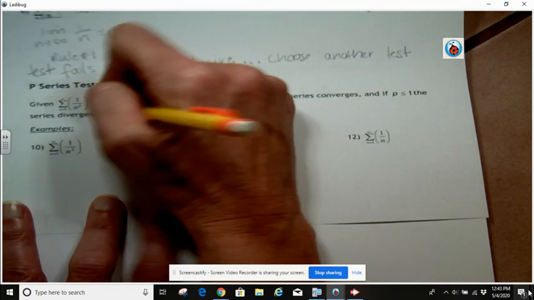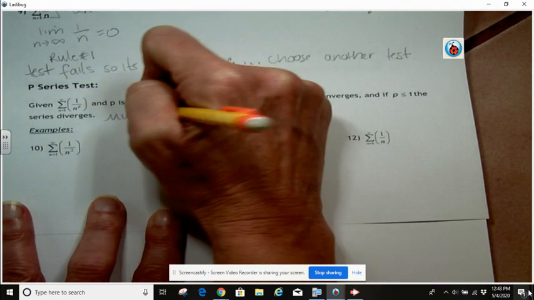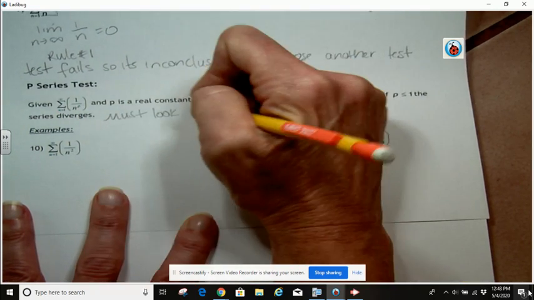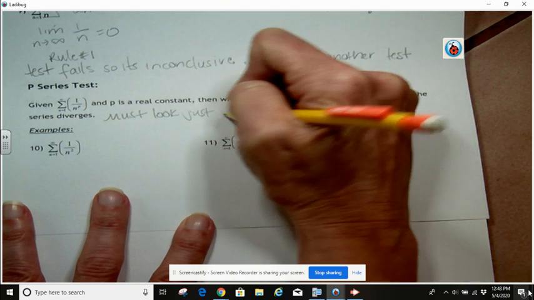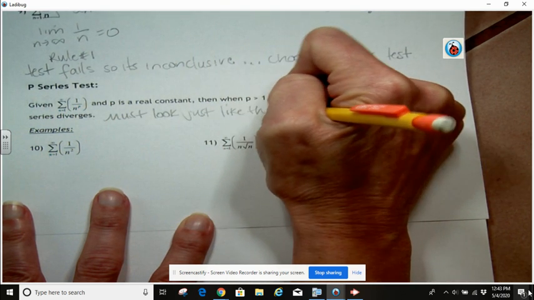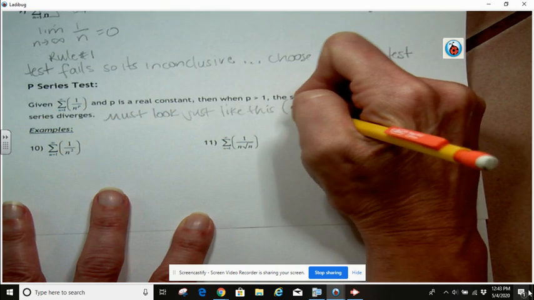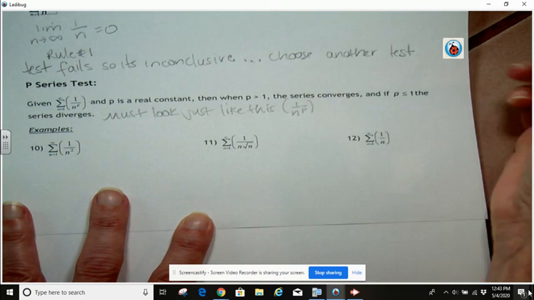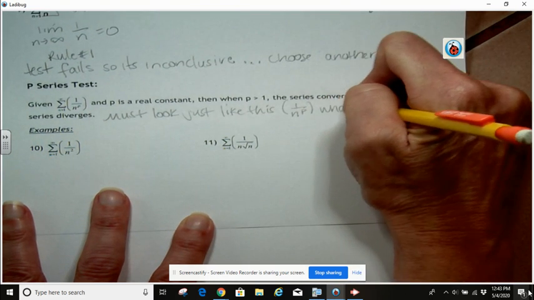Now, what's important for this is it must look just like this. 1 over n to the p power, where p is a real number.